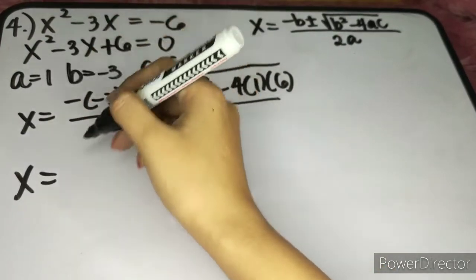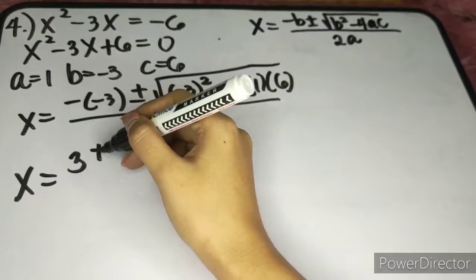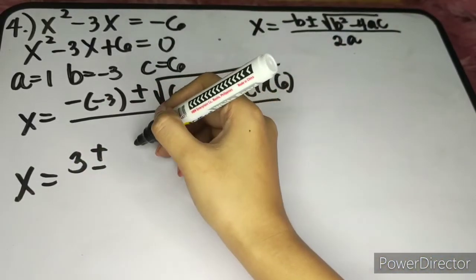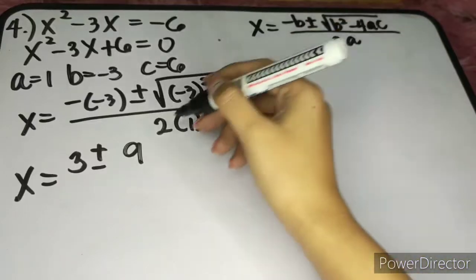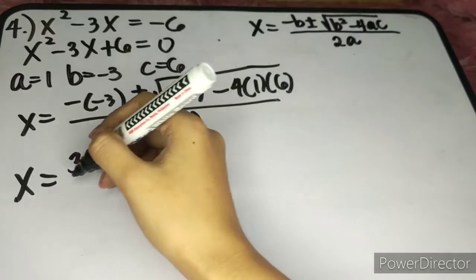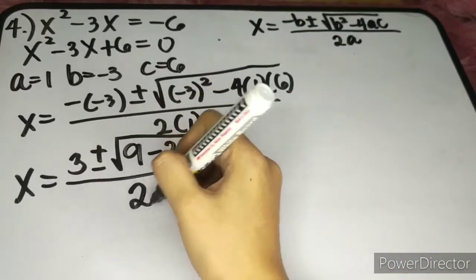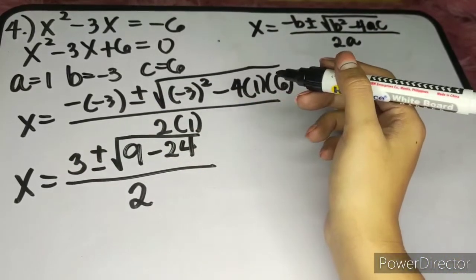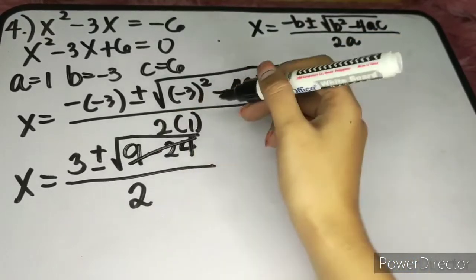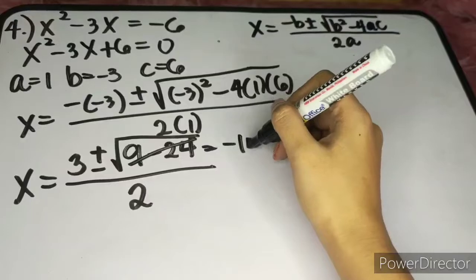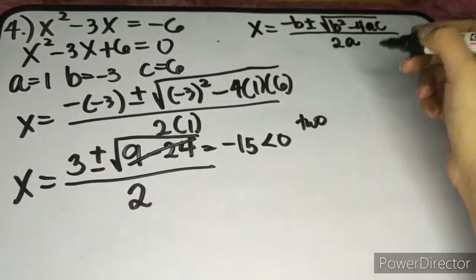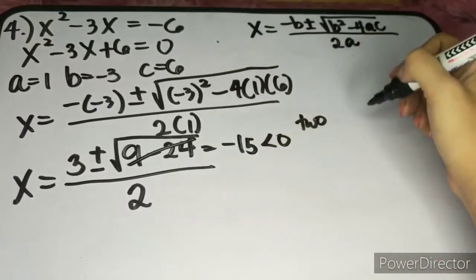So, x is equal to negative times negative is positive. And then 3 tapos positive negative. Square of 3 is 9 minus 24 over 2. And then let's get now what is 9 minus 24. That is equals to negative 15. And again, this is less than 0. So our discriminant is negative 15.